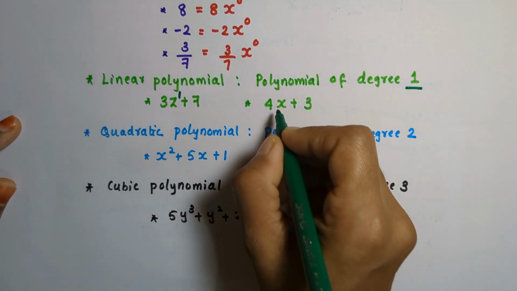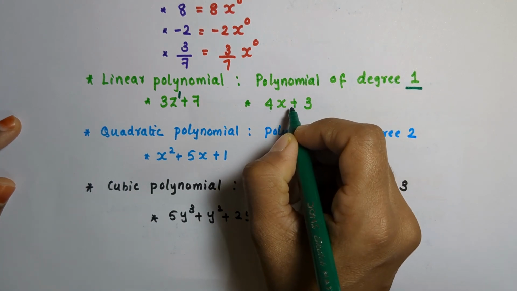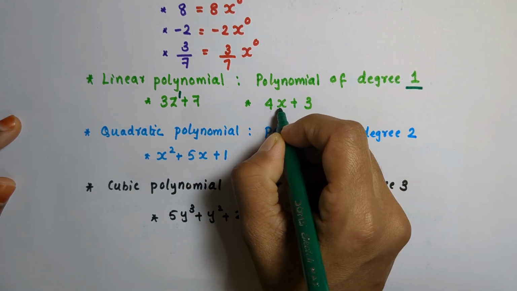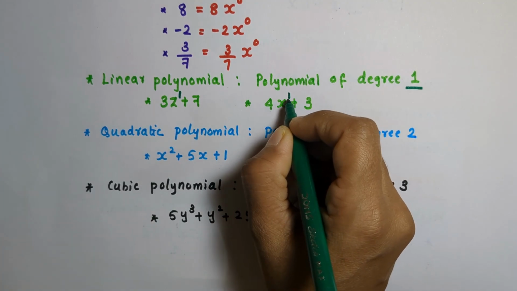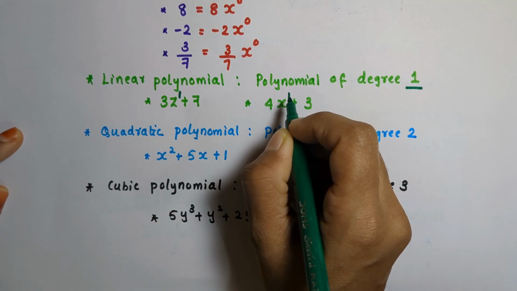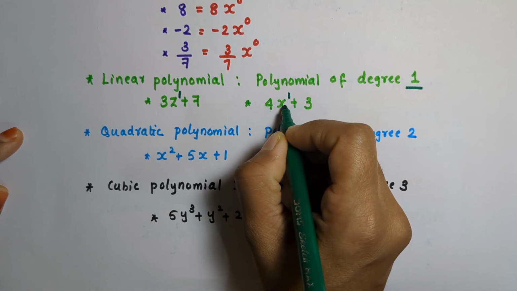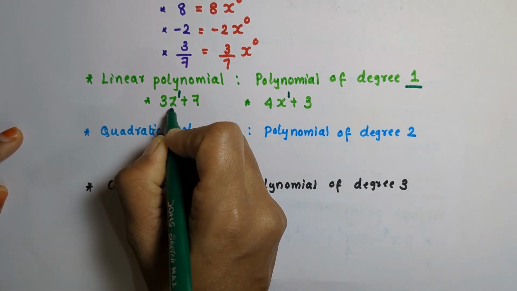Okay, similarly, consider 4x plus 3, this is a polynomial. Only one variable is there, x. Its power is 1, so the highest power is also 1. That is, the degree of this polynomial is 1. So a polynomial of degree 1 is called a linear polynomial. So this is a linear polynomial in x, and this is a linear polynomial in z.